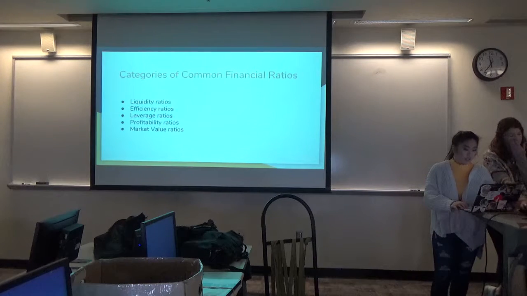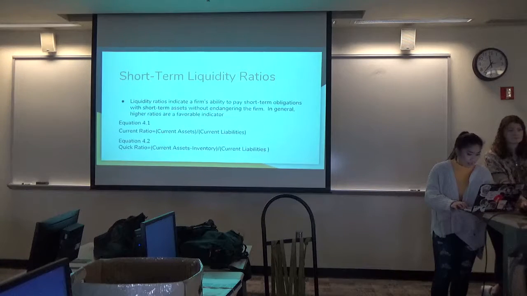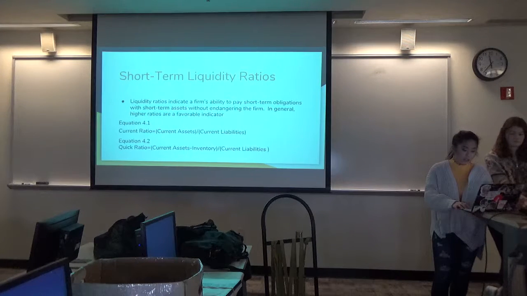Categories of common financial ratios are liquidity ratios, efficiency ratios, leverage ratios, profitability ratios, and market value ratios. Short-term liquidity ratios. Liquidity ratios indicate a firm's ability to pay short-term obligations with short-term assets without endangering the firm. In general, higher ratios are a favorable indicator. The current ratio is current assets over current liabilities, and the quick ratio is current assets minus inventory over current liabilities.